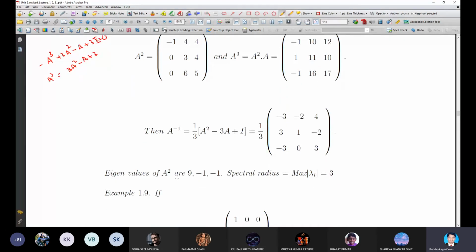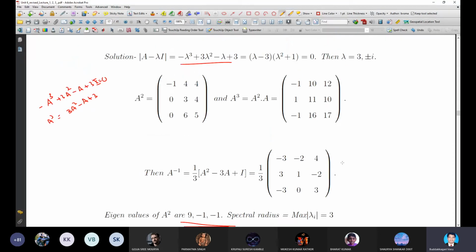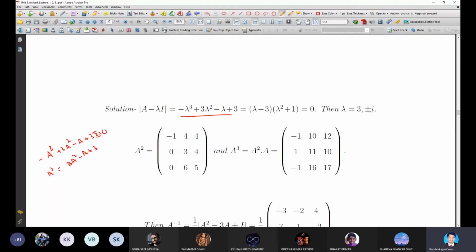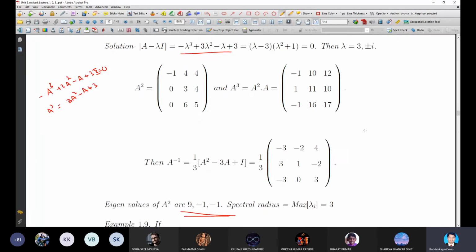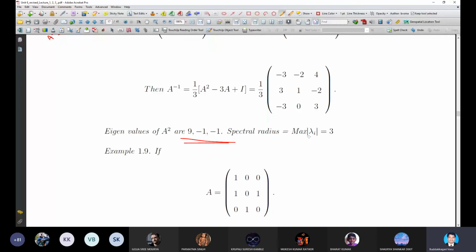Now eigenvalues of A square, you can determine. They are 9, minus 1 and 1 or plus 1. I need to check this one; I haven't done this. The spectral radius is the maximum of the absolute values of lambda i, where these are the eigenvalues of A square. The eigenvalues of A are 3, comma, plus or minus i. So therefore, the maximum of lambda i is 3. That is the spectral radius.